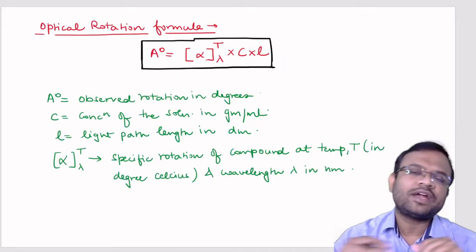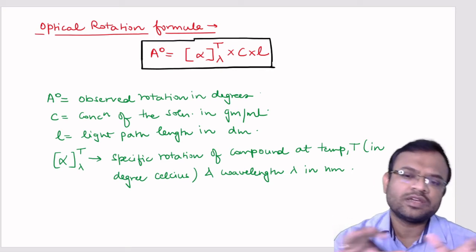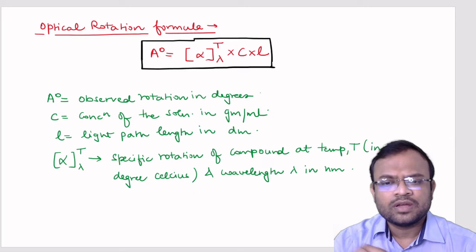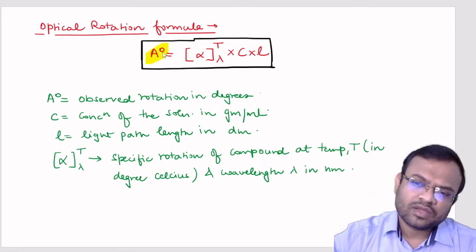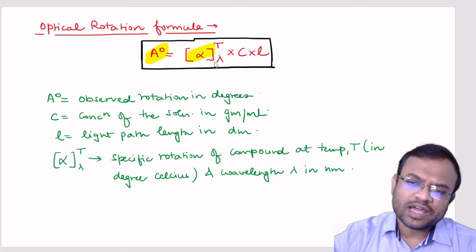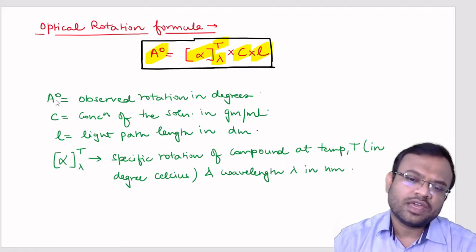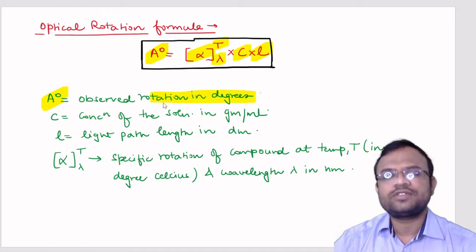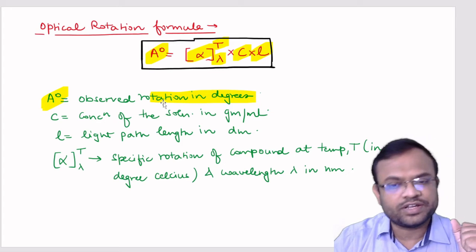Now there is a mathematical expression that you can use for solving numericals with respect to optical rotation. What is this formula? You can see that A is equal to alpha T lambda, you can see T over here, lambda over here, into C into L. Now what is A? This is the observed rotation in degrees. That means the amount of rotation that is taking place, and you have to measure that in degrees.